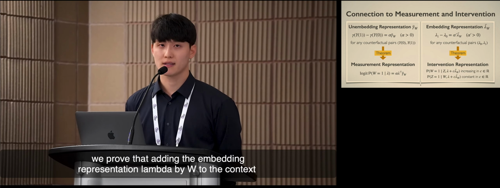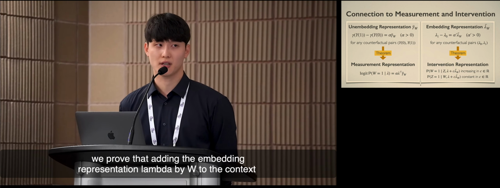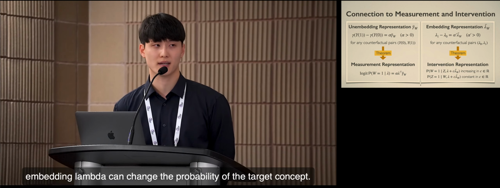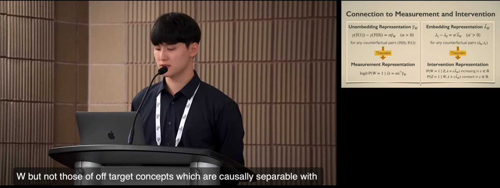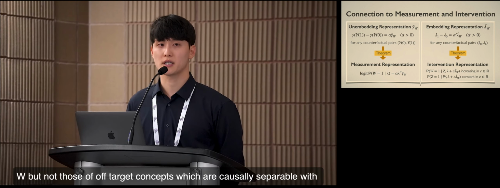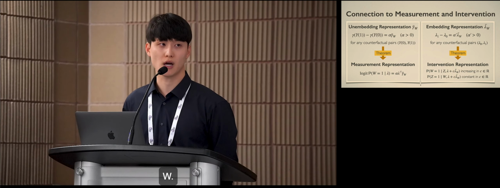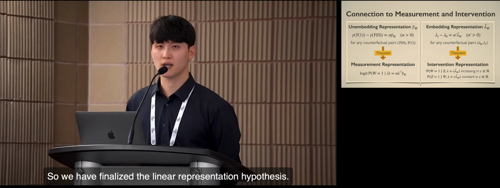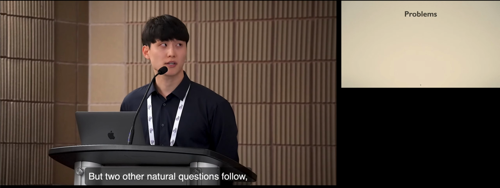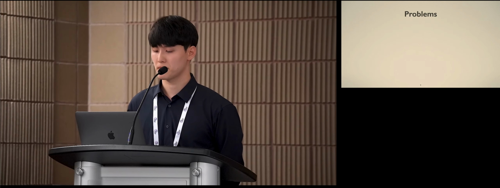Also, we prove that adding the embedding representation lambda bar W to the context embedding lambda can change the probability of the target concept W, but not those of off-target concepts, which are causally separable with W. So we have formalized the linear representation hypothesis, but two other natural questions follow.